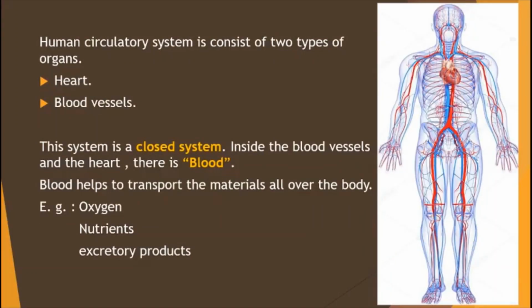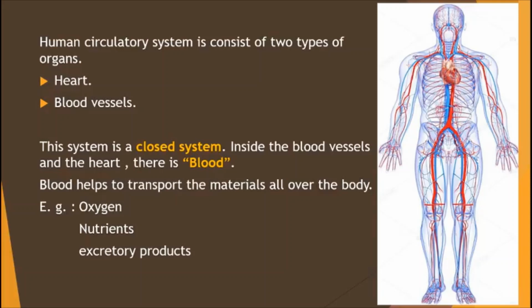The human circulatory system consists of two types of organs. They are the heart and blood vessels. This system is a closed system. Inside the blood vessels and the heart, there are materials transported all over the body. The materials transported by the blood are oxygen, nutrients, excretory products, and so on.